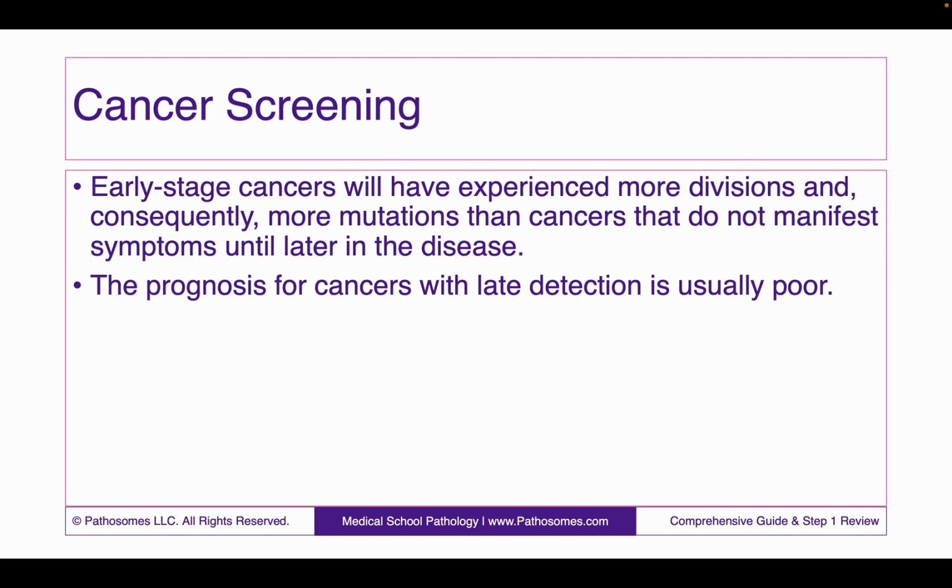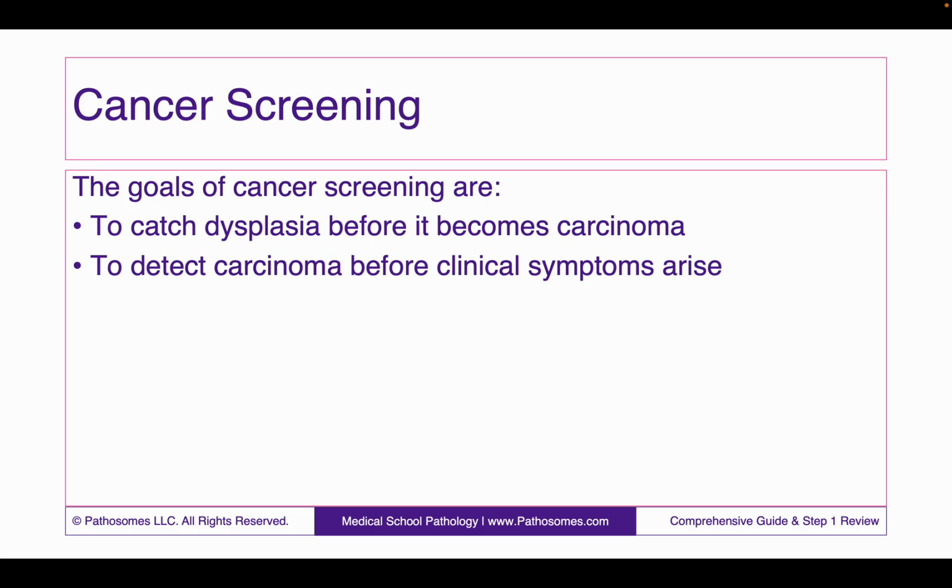Early stage cancers will have experienced more divisions and consequently more mutations than cancers that do not manifest symptoms until later in the disease. The prognosis for cancers with late detection is usually poor. The goals of cancer screening are to catch dysplasia before it becomes carcinoma, or to detect carcinoma before clinical symptoms arise.